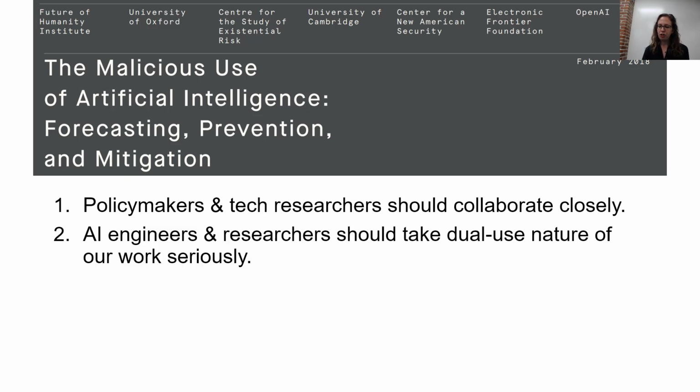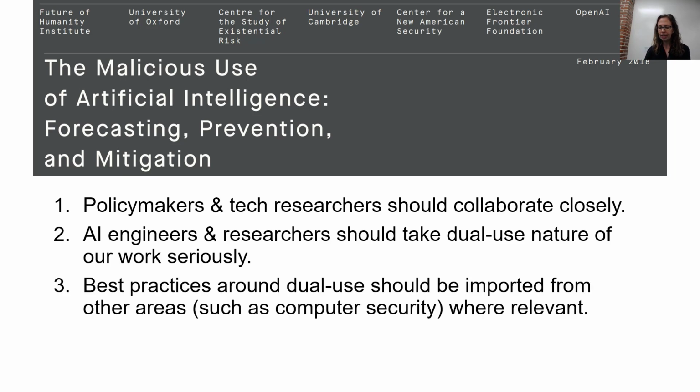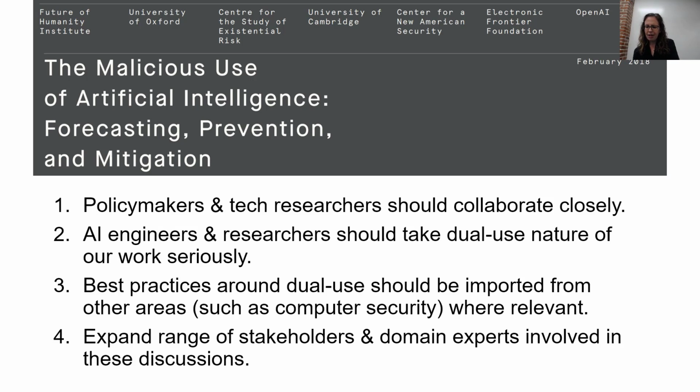AI engineers and researchers should take the dual-use nature of our work seriously. Best practices around dual use should be imported from other areas, such as computer security, where relevant. And to be clear, dual use is when something has both positive uses as well as malicious uses. And expand the range of stakeholders and domain experts involved in these discussions. I do think this is somewhat what OpenAI was trying to do with how they partially released GPT-2. This is also an area where I would like to see more concrete guidelines and more concrete sharing.